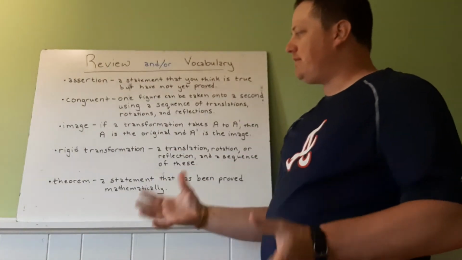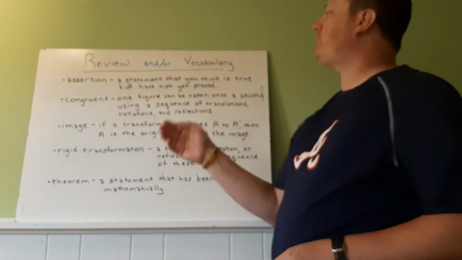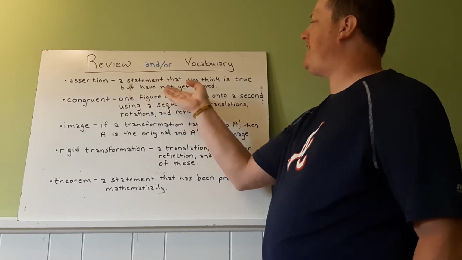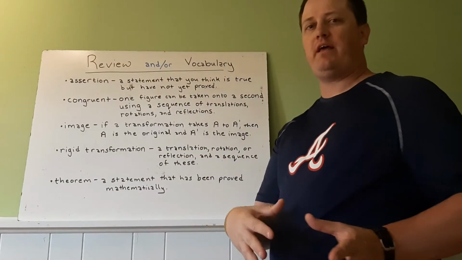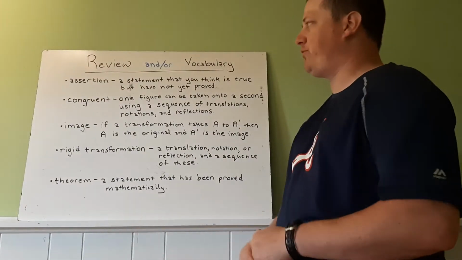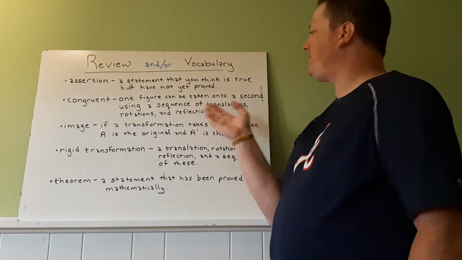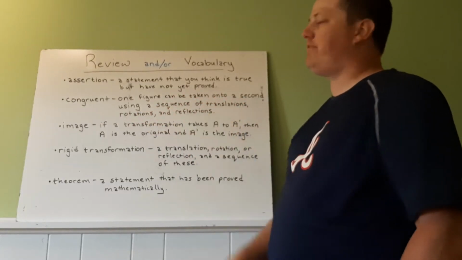All right, a lot of new vocabulary for this lesson. So an assertion is a statement that you think is true, but have not yet proved. So we're going to say, oh, I believe this, and then we go on and try and prove it. Congruent. One figure can be taken onto a second using a sequence of translations, rotations, and reflections.